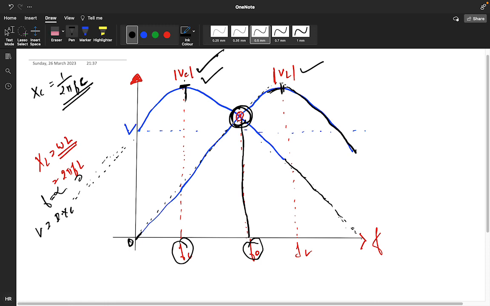Is this clear? Guys, is this clear? Yes, sir. Or any doubt? Priyanka, any doubt? Clear, sir. Okay.